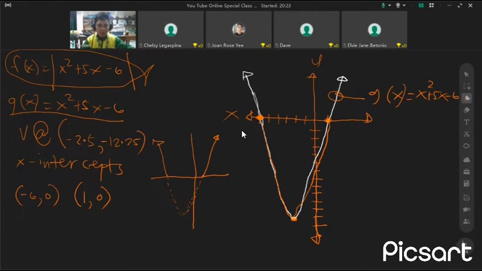Yung nakat na portion will become this one. 1, 2, 3, 4, 5, 6, 1. And we have the length from intercept to this one, which is 12.25. Thus we count 12.25 here. 1, 2, 3, 4, 5, 6, 7, 8, 9, 10, 11, 12, 13.